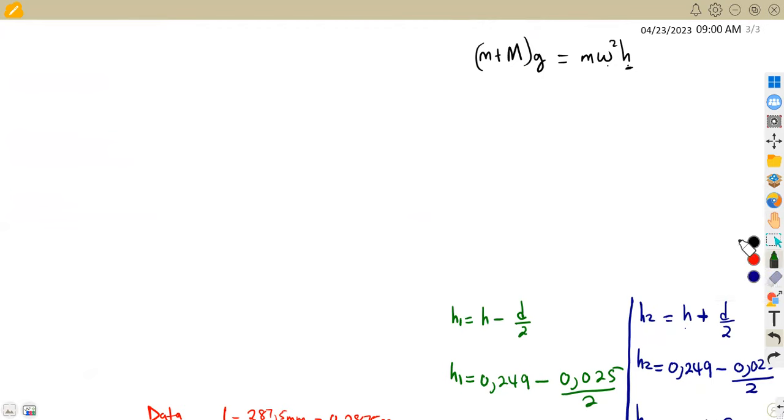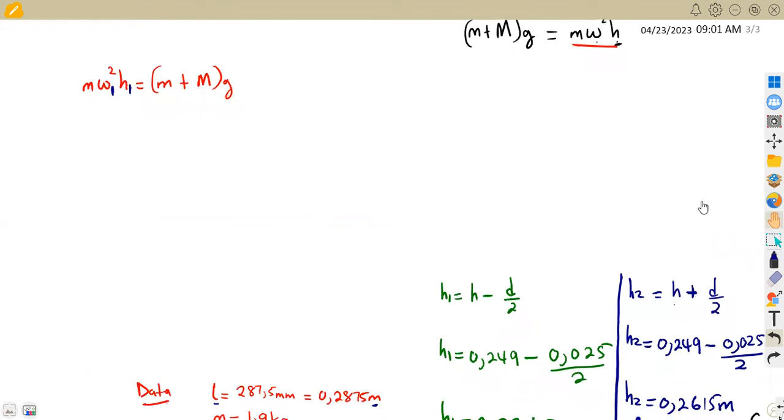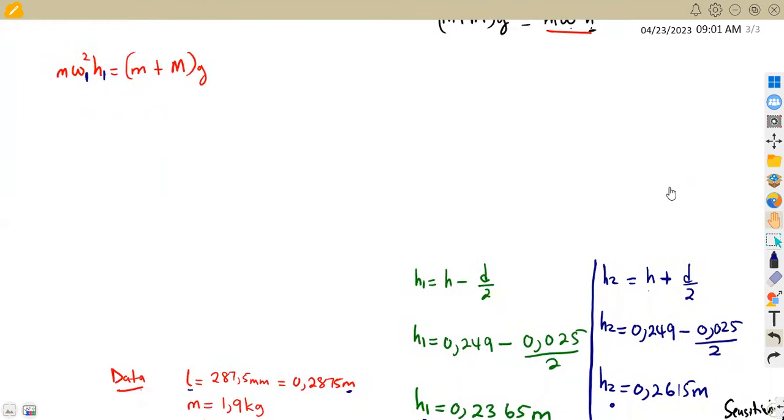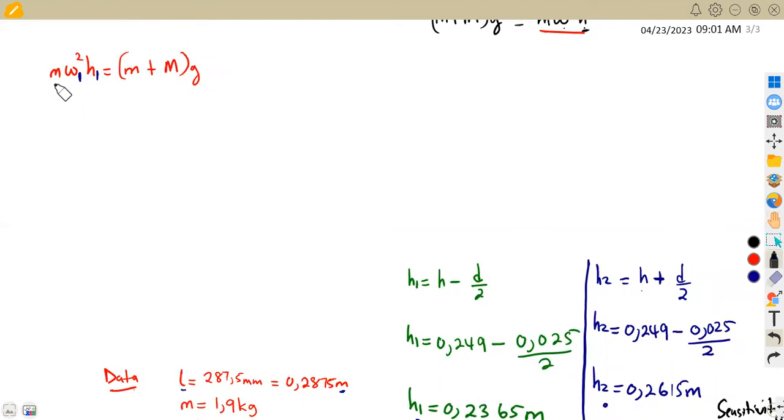So I'm just going to start with this side here. That's M omega squared H is equal to the mass plus the mass times the gravity. So this is what we have. In this case, like I said, if you are calculating omega 1, you use H1. You can either make omega 1 the subject or just substitute your values there. Let me show you how you can make omega 1 the subject. You can divide by M and H1 on both sides. This can cancel, so we are going to remain with omega 1 squared.